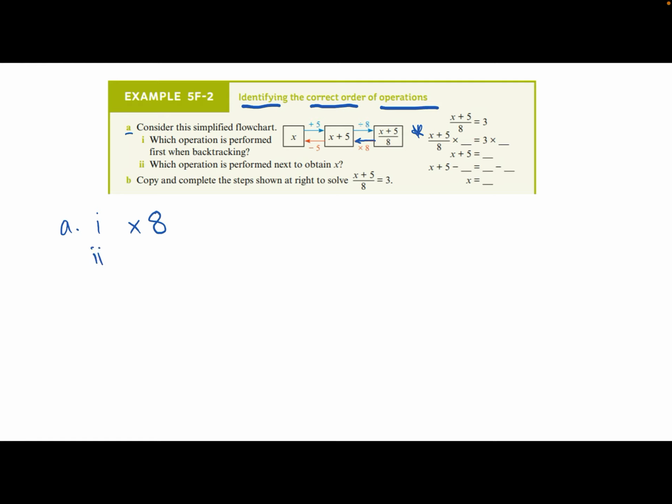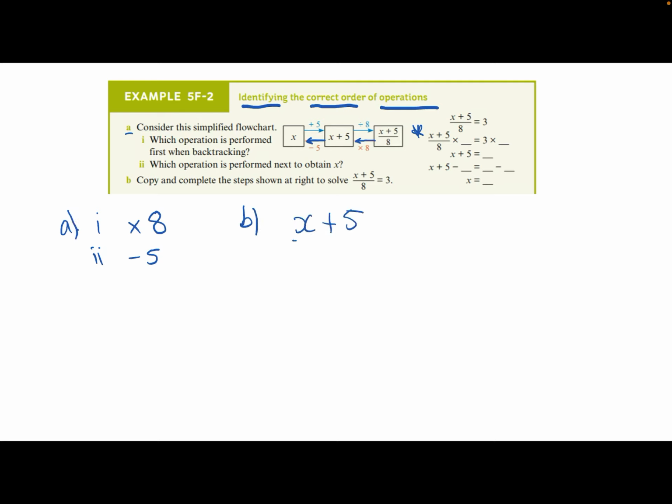Which operation is performed next to obtain x? Okay, so the next operation here is minus 5. All right, so if you're not sure which number or which operation to do first, you can always set up your flow chart. B says copy and complete the steps shown at right to solve that equation. Okay, so we're going to do B here.